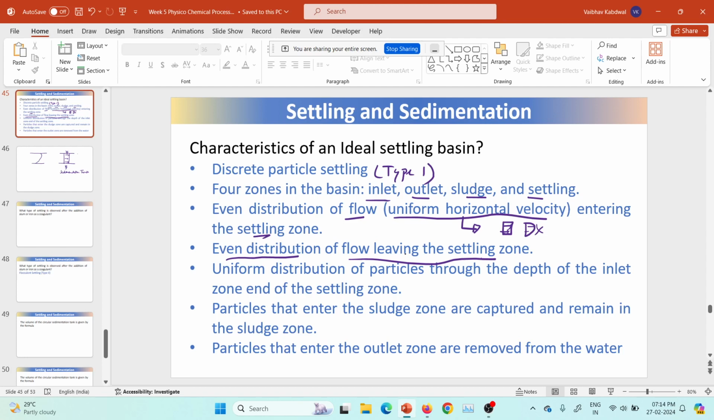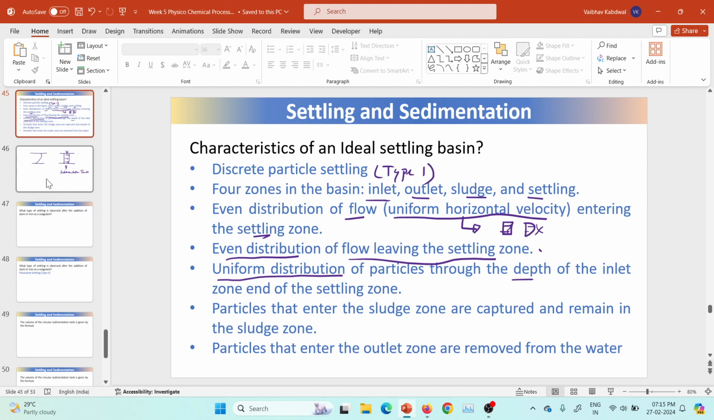Even distribution of flow leaving the settling zone. Correct, uniform distribution. That's why we are providing the outlet zone here. Uniform distribution of particles through the depth of the inlet zone and of the settling zone.